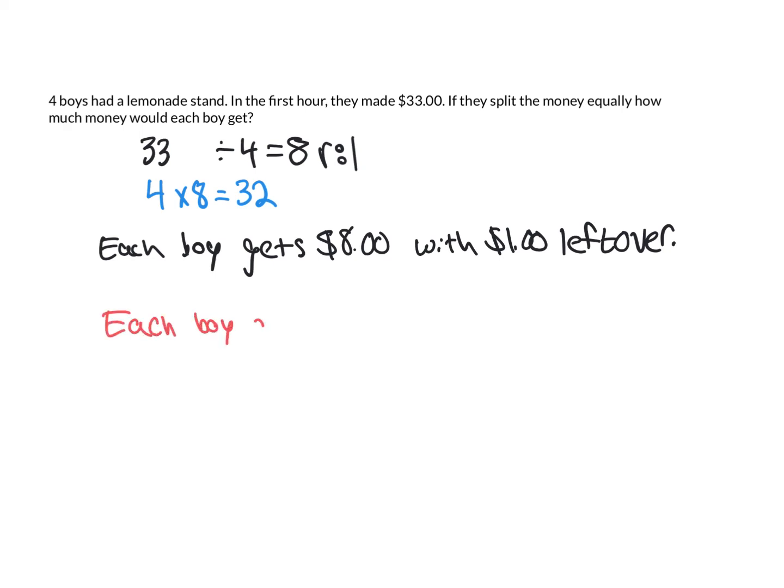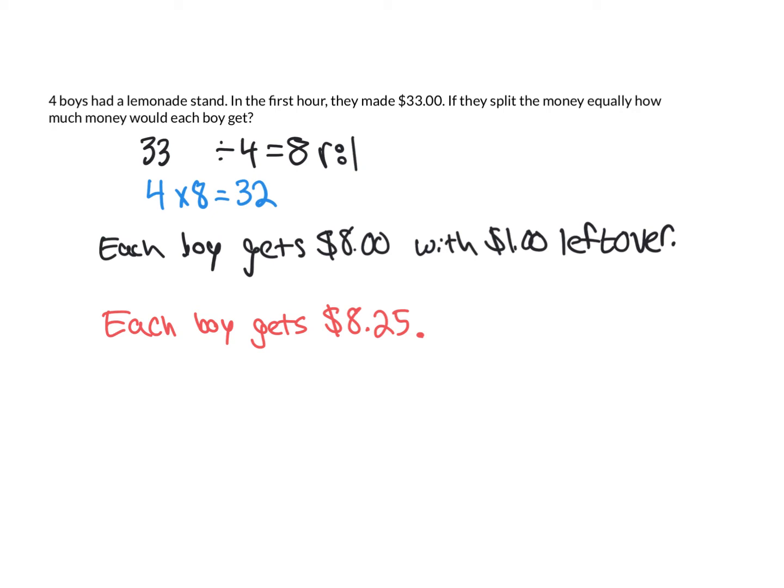So a better answer, I'm going to write it in red here, would be that each boy gets $8.25. That's a better answer. Okay, that's because you dealt with that remainder. You figured out what to do with that extra dollar.